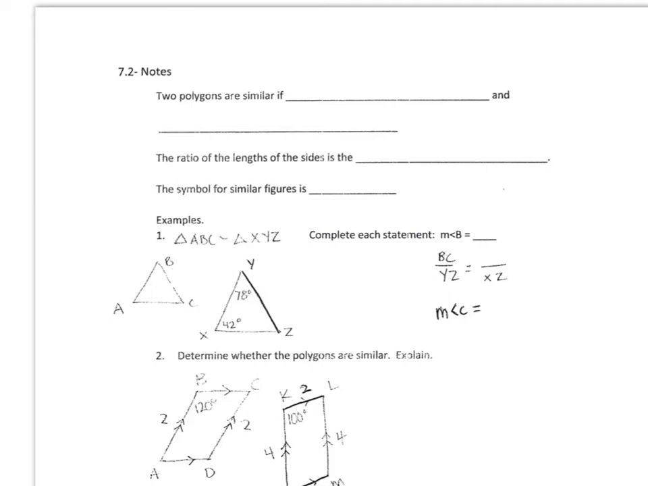Okay, section 7.2. Two polygons are similar if all angles are congruent and all corresponding sides are proportional.